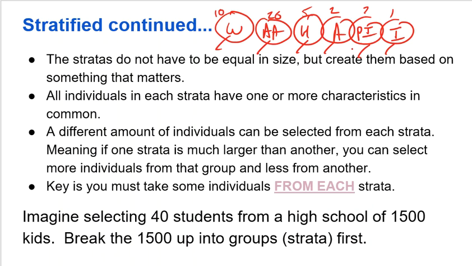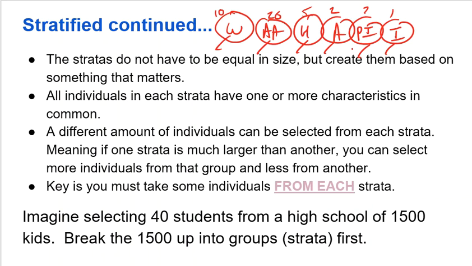Whatever you want, you pick. What matters to you? Gender? Then just do males and females. Ethnicity? Then break them up by ethnicity. Grade level? Freshman, sophomore, junior, senior? Do it that way, right? I could sit here all day and list ways to break up a population of students.